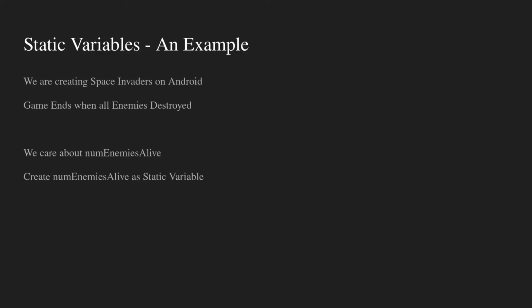Well, we could also attach a variable to the enemies class and call it static. And then what we can do is we can access that static variable anywhere we'd like. And when we kill an enemy, we can basically decrement it. Or if we start a new level, we can increment it.